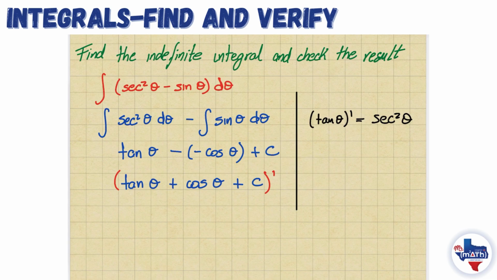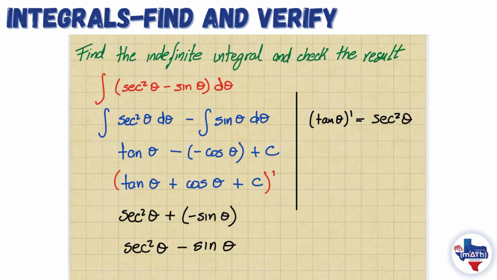I'm using the prime as the operator for the derivative. So the derivative of the tangent of theta will be secant square of theta, and the derivative of cosine of theta will be negative sine of theta, and the derivative of the constant is just 0. So we'll have secant square of theta minus sine of theta, which is our primitive function.